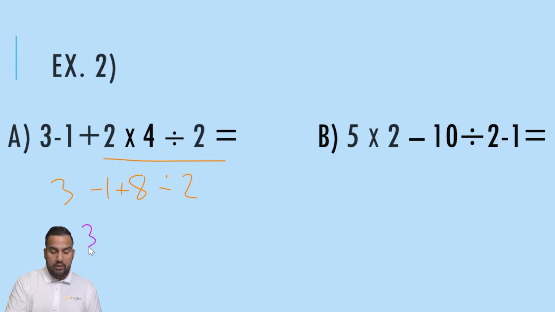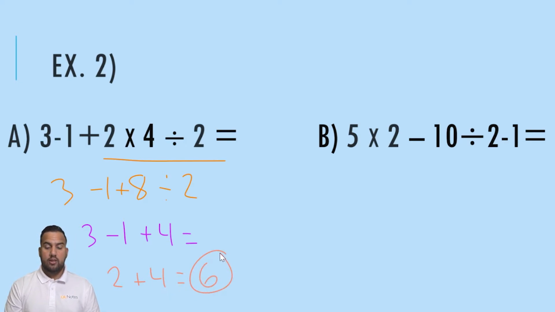So I'm going to bring everything down. 3 minus 1 plus 4. Now from here, it's a simple subtraction, addition. Remember, when you have subtraction or addition in the same line, just go left to right. 3 minus 1 is 2. 2 plus 4, you know that. It's going to be 6, and that's my final answer for A.